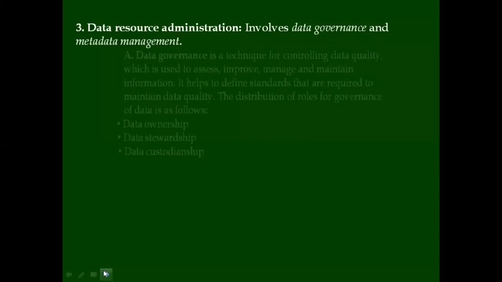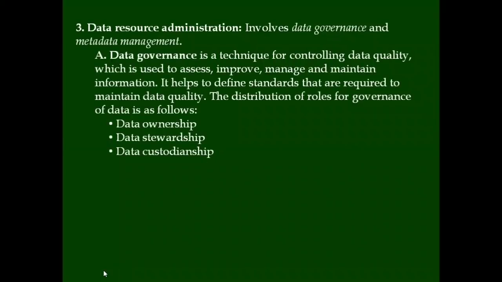The third element for the administration and operation layer is data resource administration, and that involves data governance and metadata management. So, what is data governance? Data governance is a technique for controlling data quality, which is used to assess, improve, manage, and maintain information. It helps to define standards that are required to maintain data quality. The distribution of roles for governance of data is as follows: the first one is data ownership, then data stewardship, and data custodianship.